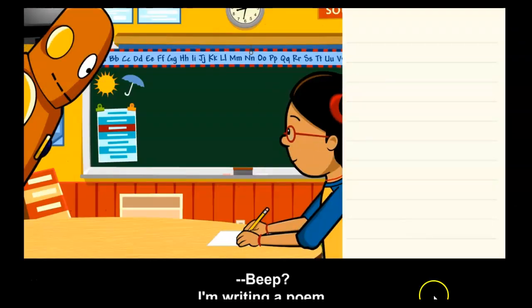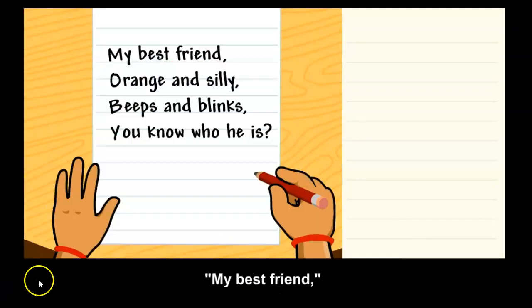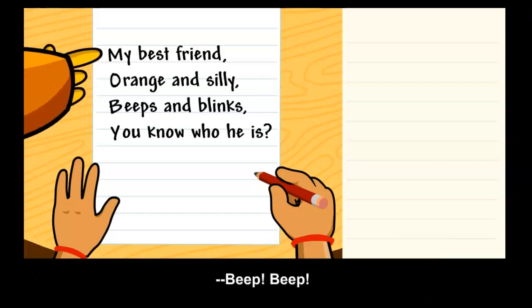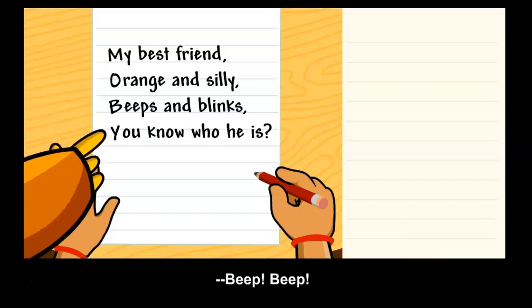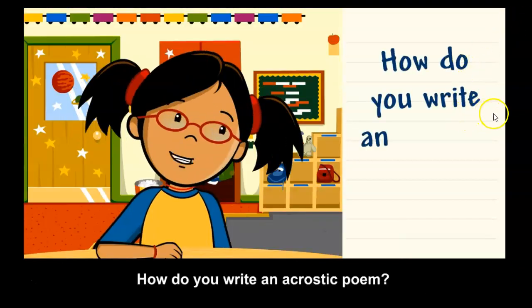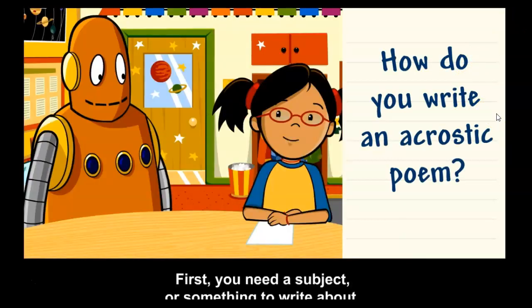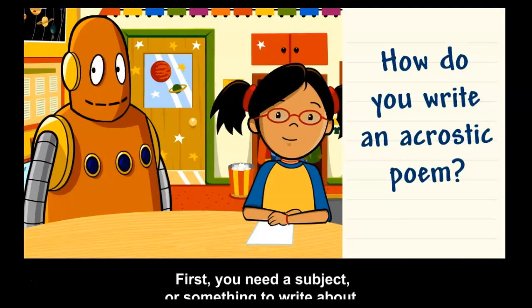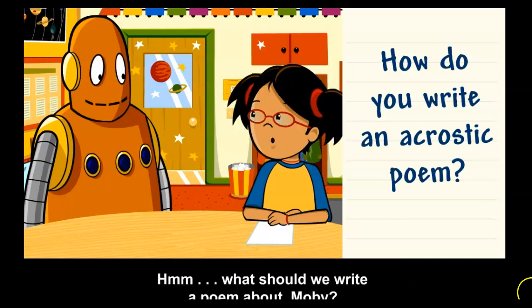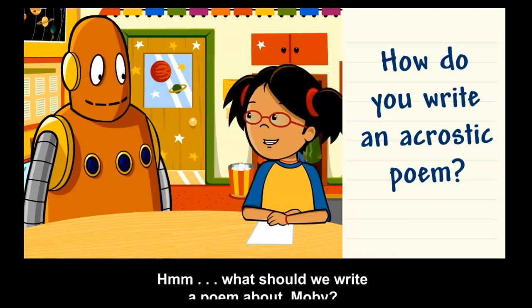I'm writing a poem. My best friend, orange and silly, beeps and blinks. You know who he is? How do you write an acrostic poem? First, you need a subject or something to write about. What should we write a poem about, Moby?